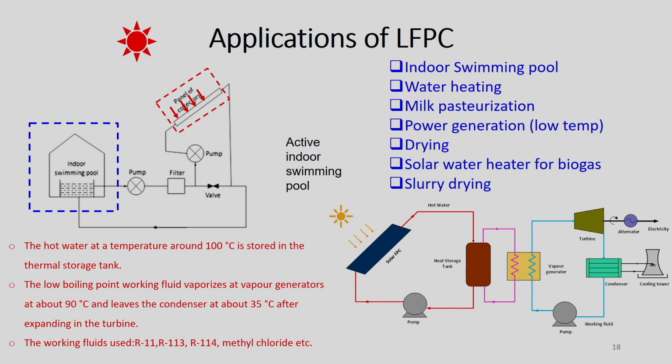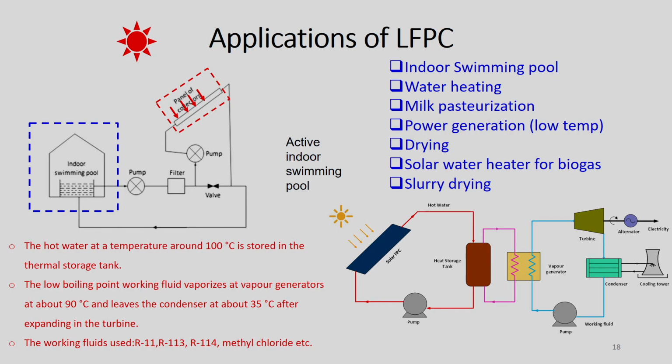Drying, then solar water heater for biogas. It is seen that if we maintain a certain temperature by using some kind of heat inside the biogas plant, then of course, we can maximize the biogas production. So, nowadays solar collectors are used to circulate fluid inside the biogas plant to get maximum biogas generation. Then slurry drying is also one of the applications of liquid flat plate collector.